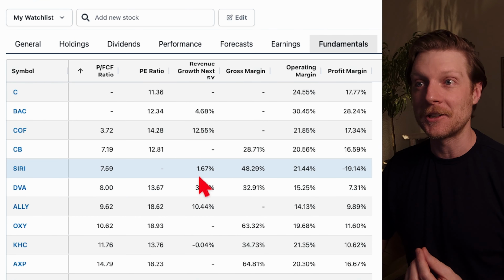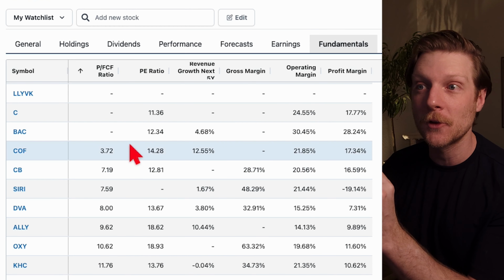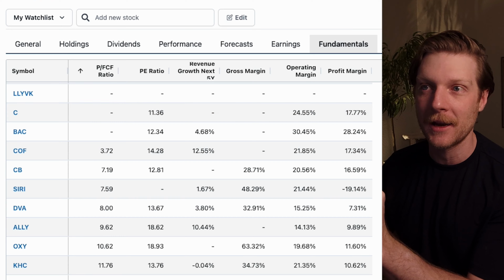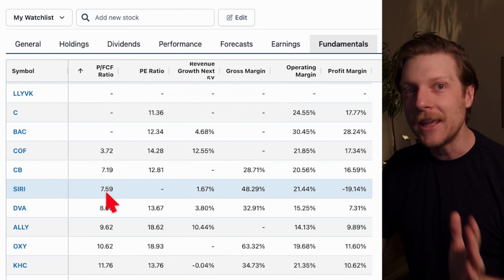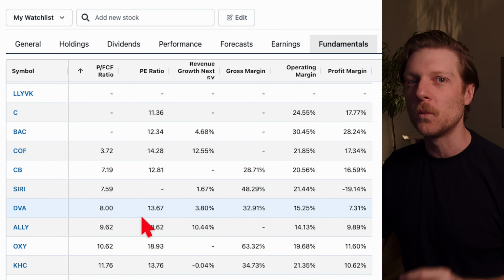So in this case, I like to start by looking at the price to free cash flow ratio. This is what I have filtered this list by, with the lowest at the top. And then I look at which one of these really low price to free cash flow ratio companies are standing out with the other metrics as well.